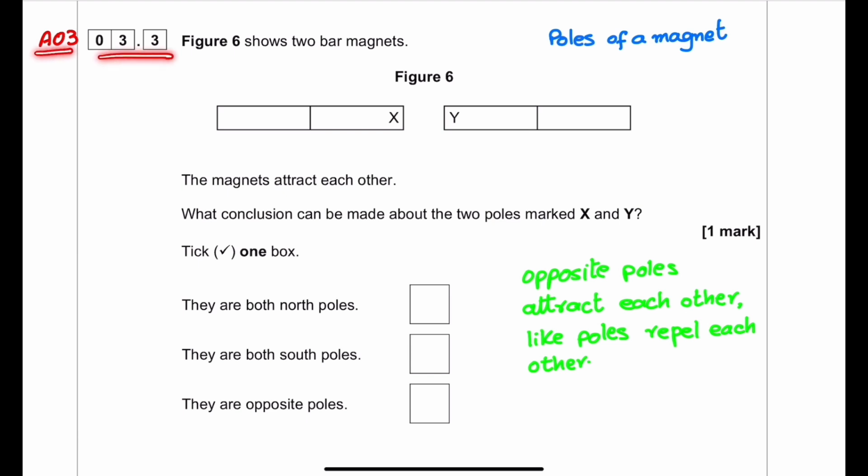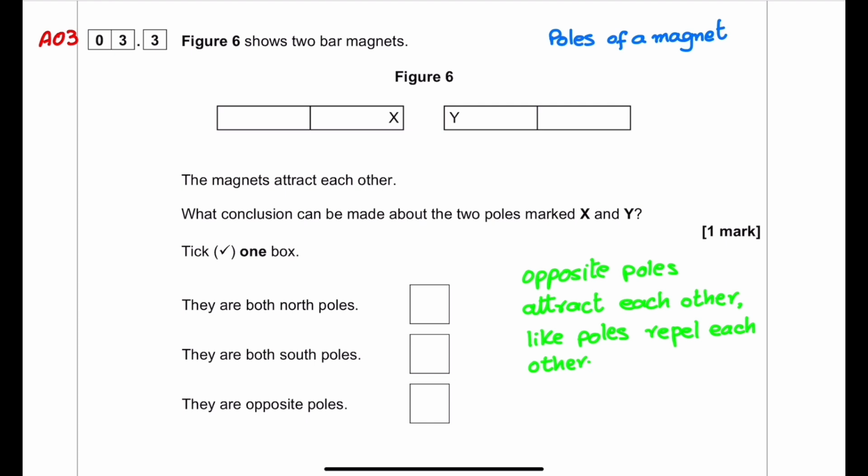3.3 is an AO3 question. Figure number 6 shows two bar magnets. You can see the magnets are marked X and Y, and this question is from the topic of poles of a magnet. The magnets attract each other, so this pole and this pole are attracting each other. What conclusion can be made about the two poles marked X and Y?